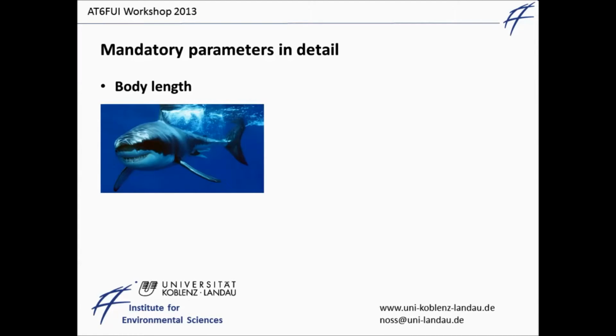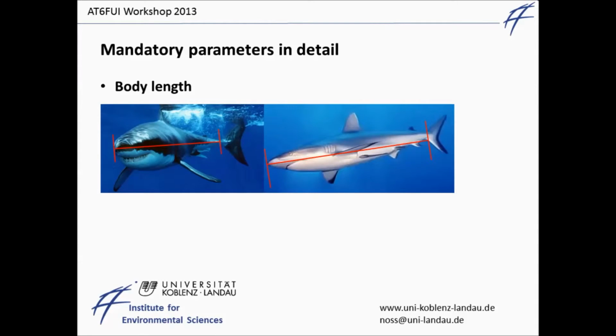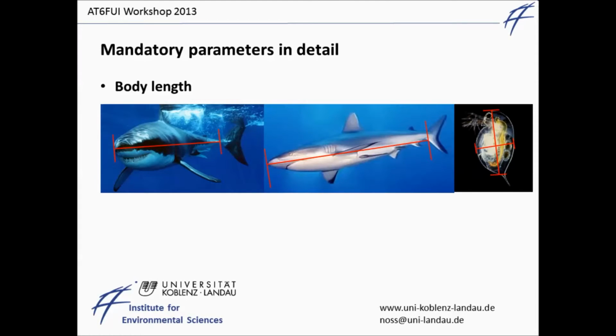Let me go more into detail of the mandatory parameters and start with the simple body length. I assume you agree that this fish is somehow big, but I also assume you agree that this perspective is much better for the determination of the body length. Although the aspect ratio of Daphnia is much smaller in comparison to that of sharks, one will introduce big mistakes if one disregards the alignment of the organism during its size determination.